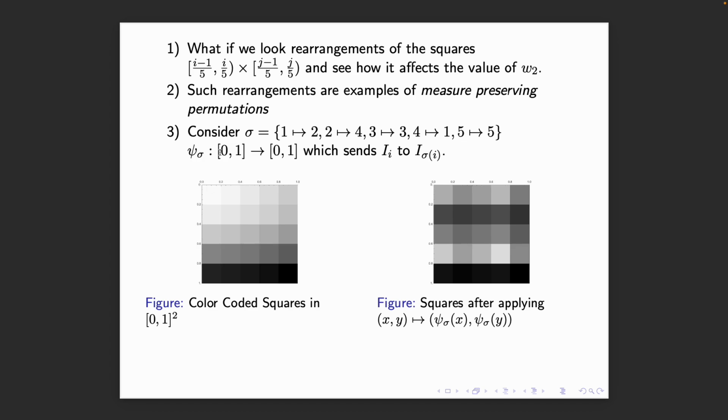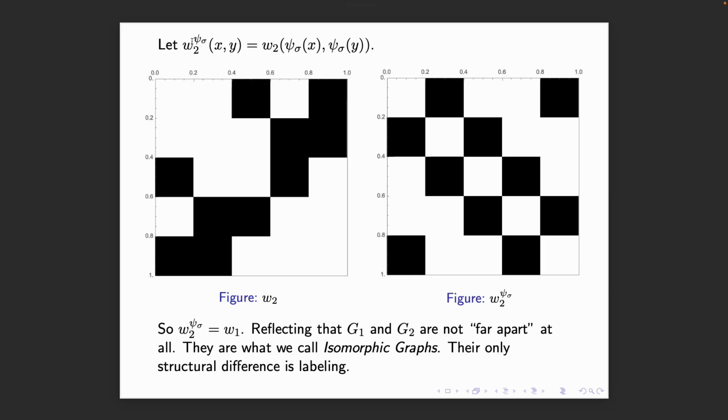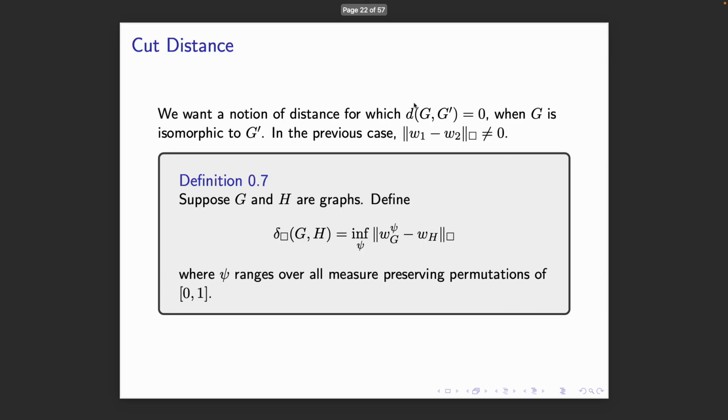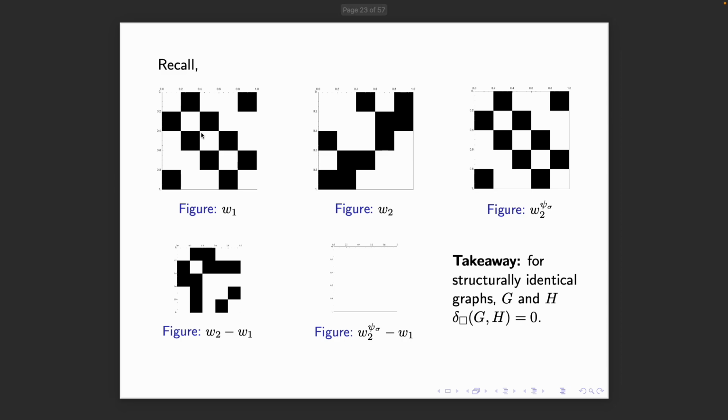I'm going to construct what is called a measure preserving permutation. I call it psi sigma. This is going to send the interval I to I sigma(I). Now, what happens when, instead of looking at a graph on W(x, y), we look at W(psi sigma x, psi sigma y)? It actually rearranges the picture. And this looks an awful lot like the graph that was on the left originally.